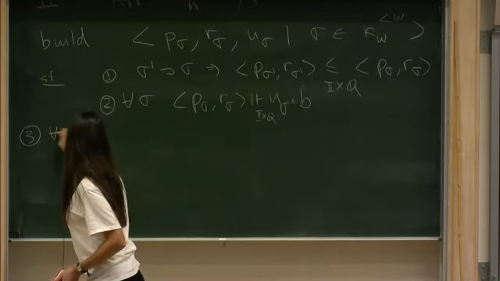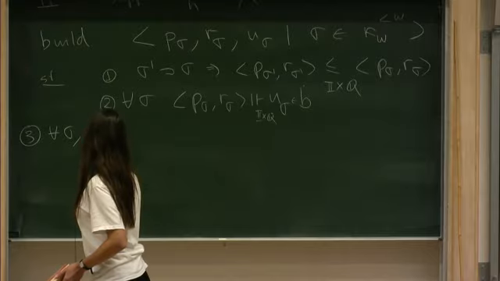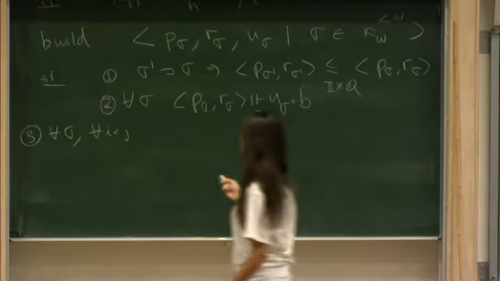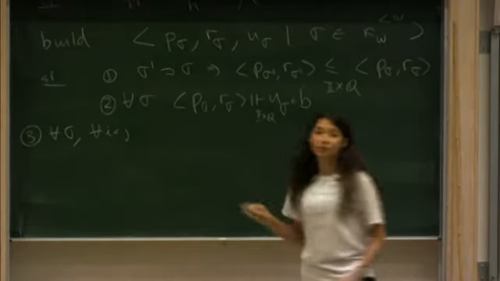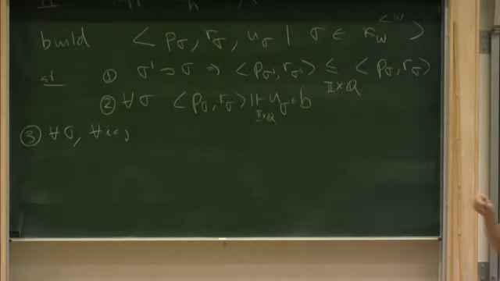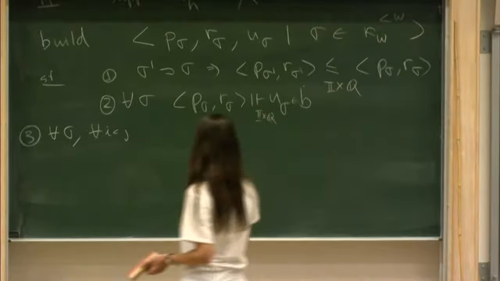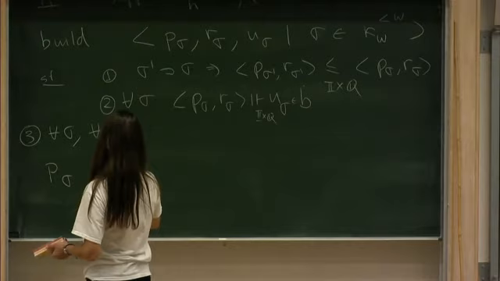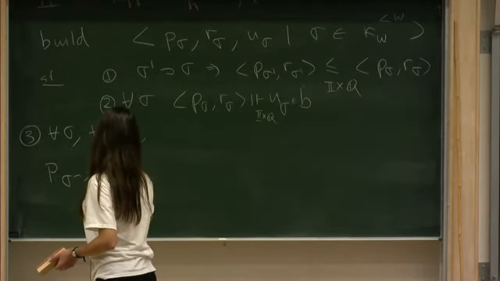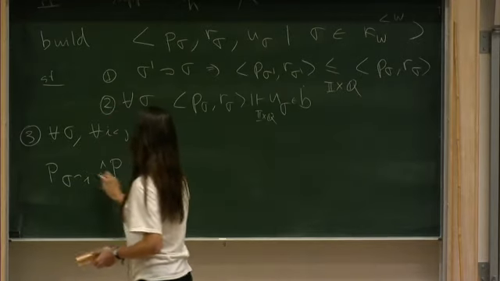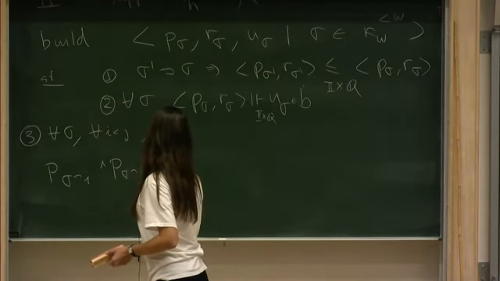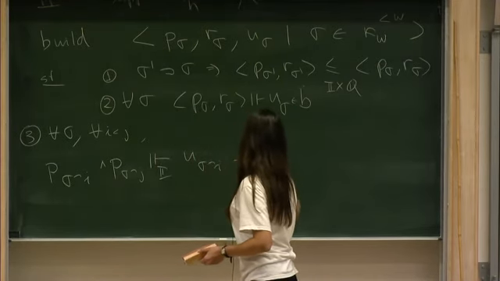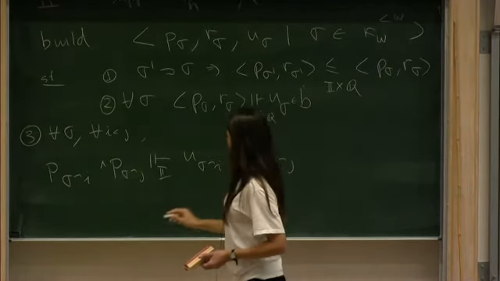for every sigma and for every, say, i less than j in kappa omega. So what is the splitting? We want the nodes u sigma i and u sigma j to be incompatible. So P sigma of i meet P sigma of j forces over I that u sigma of i is incompatible to u sigma of j.